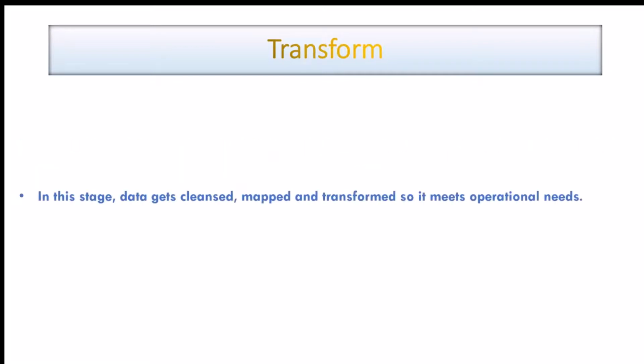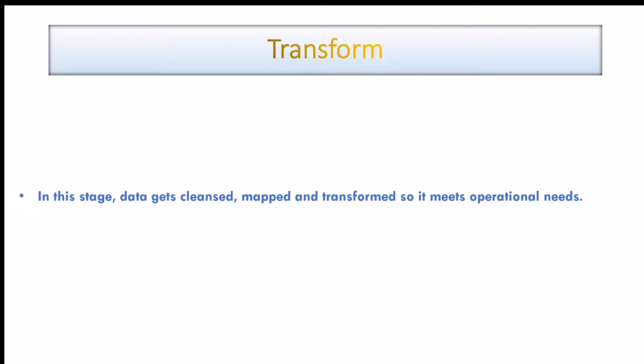In this stage, data gets cleansed, mapped and transformed, so it meets operational needs. That is, data from the different sources can be in a different format that may need to be cleaned. There may be structured data, unstructured data, semi-structured data. They may have different formats, so that they can be cleaned. Sometimes some missing data can also be available that needs to be filled. So these are all the operations we should do, so that we clean the data.